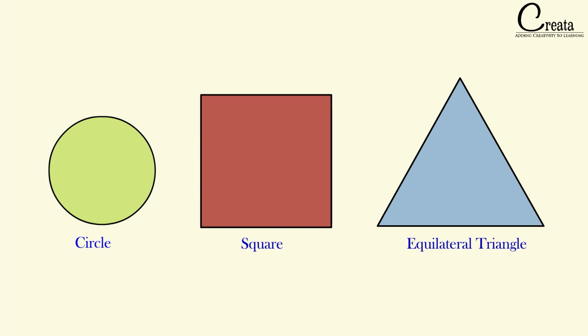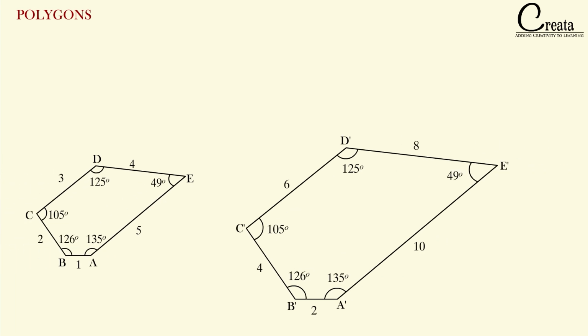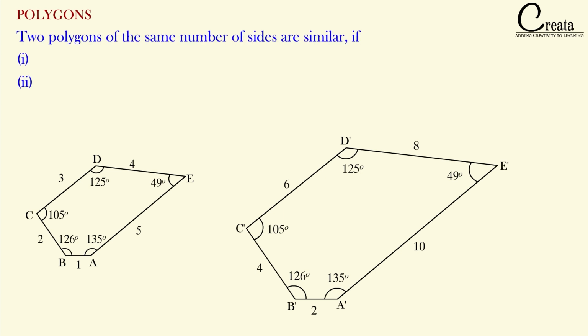Got it? Moving further, if we talk about the similarity of polygons, how can we check whether any two polygons are similar or any two figures are similar or not? In case of polygons, we have two conditions. If the two conditions are matching, then we can say the given polygons are similar to each other. The first condition is that the corresponding angles should match with each other.